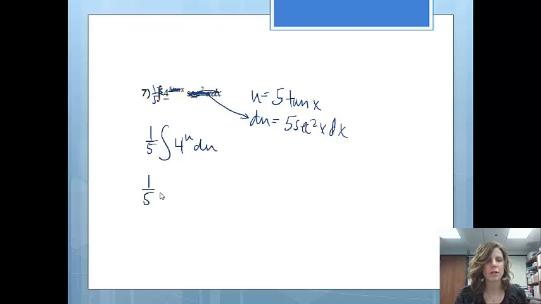So bring down the 1/5. The integral of 4 to the u is just 4 to the u, but I have to divide it by the natural log of 4. And then just finishing this up top I'm going to have 4 to the u, so 4 to the 5 tangent x, over 5 natural log 4 plus c.